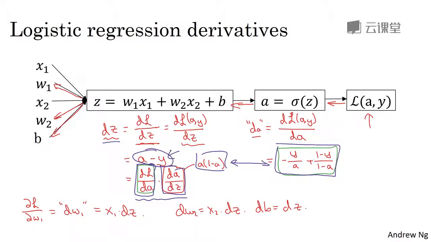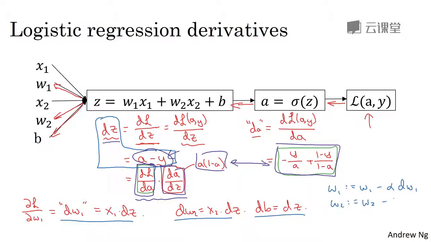So if you want to do gradient descent with respect to just this one example, what you would do is the following. You would use this formula to compute dz, and then use these formulas to compute dw1, dw2, and db, and then you perform these updates. w1 gets updated as w1 minus learning rate alpha times dw1, w2 gets updated similarly, and b gets set as b minus the learning rate times db. And so this would be one step of gradient descent with respect to a single example.